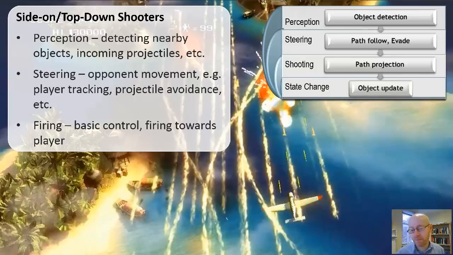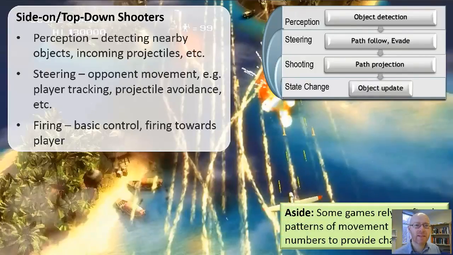A little aside in this, not all top-down side-on shooters actually need any AI. Quite often they operate on the basis of having enemies appear in waves, and those waves move about in predefined patterns. And that is the thing that presents the challenge to the player. So if you're doing this type of game, don't feel compelled that you need to put AI in. But if you do want to put AI in, then that's the type of AI that fits reasonably nicely within it.